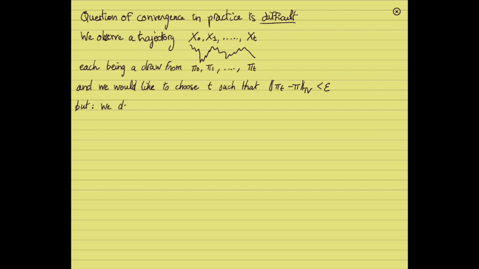But if you think about it, we do not know pi. We do not know much about pi because that's what we're trying to approximate. Secondly, we only have a single draw at each time t. So we only have one draw of the distribution pi t. And furthermore, computing the distance between pi t and pi is generally difficult. Even if we knew a lot of things about pi t and pi, computing the total variation distance between two distributions itself is a difficult problem.